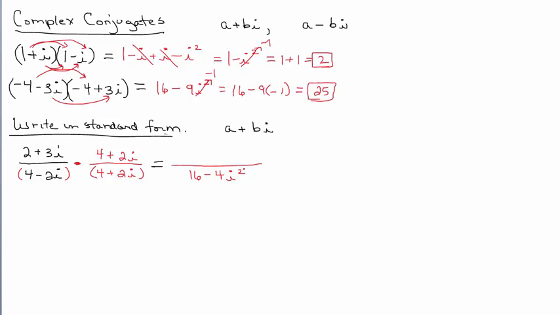I know i squared will change to -1. This will change to +4. My denominator is going to be 20. I'll do that in the next step where I clean it up. But think about 20 being in the denominator. That's good. I got rid of the i.